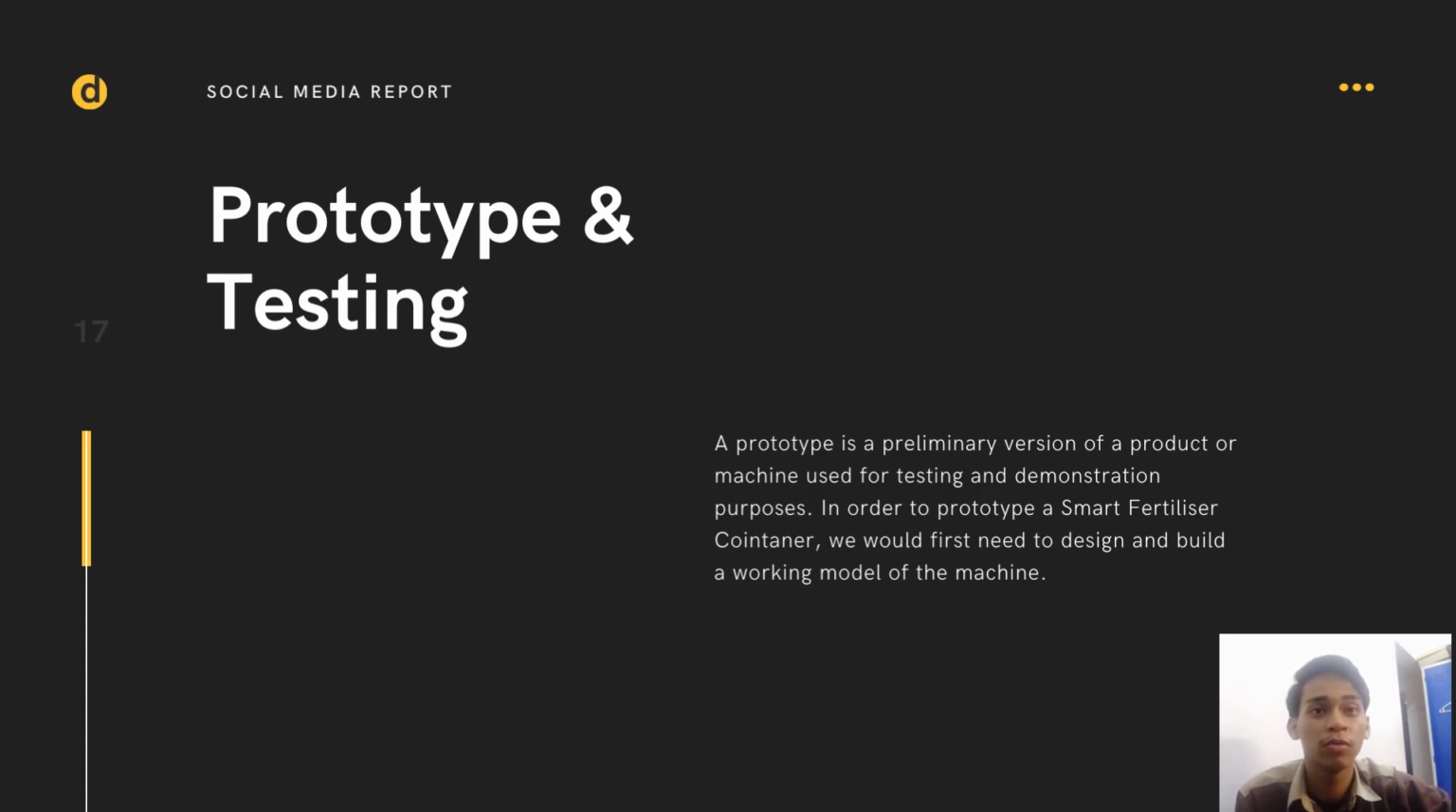A prototype is a preliminary version of a product or machine used for testing and demonstration purposes. In order to prototype a smart fertilizer container, we would first need to design and build a working model of the machine. It would likely involve selecting and sourcing the necessary materials, as well as programming any electronic or computer-controlled components. Once the prototype is built, it can be tested to ensure that it functions as intended.